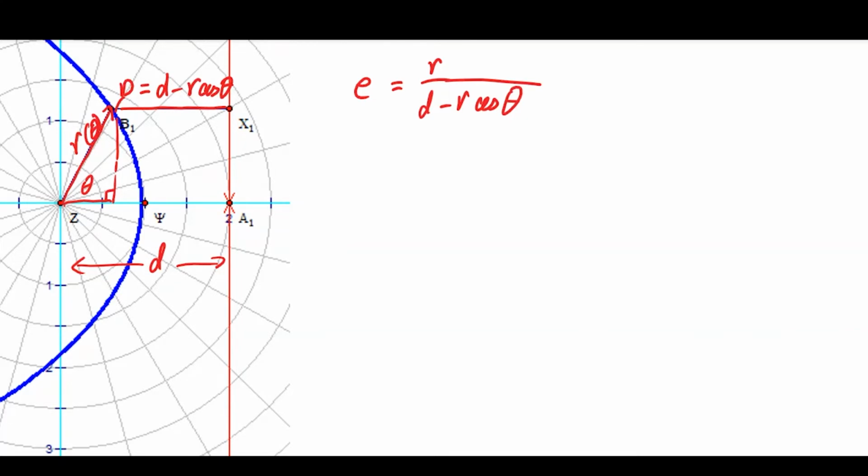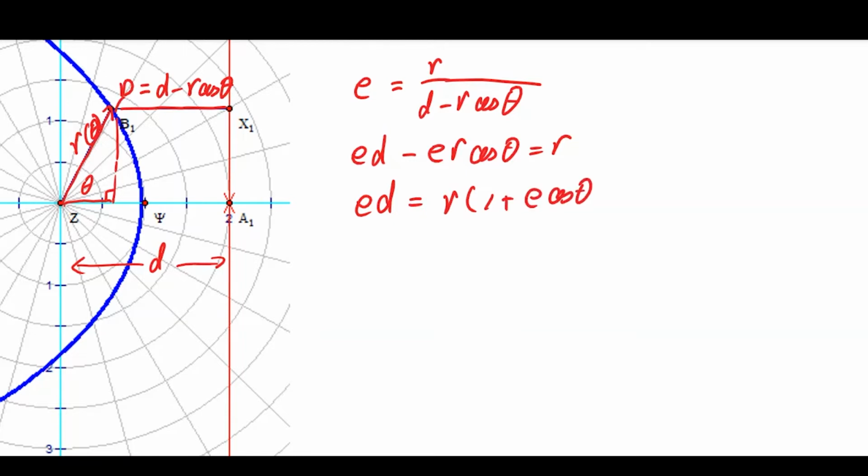You with me? Okay. Now I'm going to multiply the denominator to the other side. So we have ed minus er cosine theta is equal to r. So far so good? Okay, then ed is equal to the other side, r common factor, so 1 minus e cosine theta, 1 plus e cosine theta to the other side. Too much algebra?